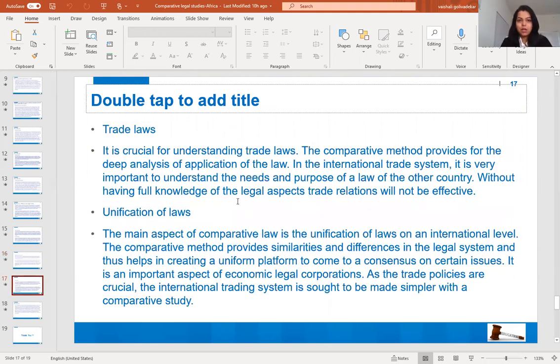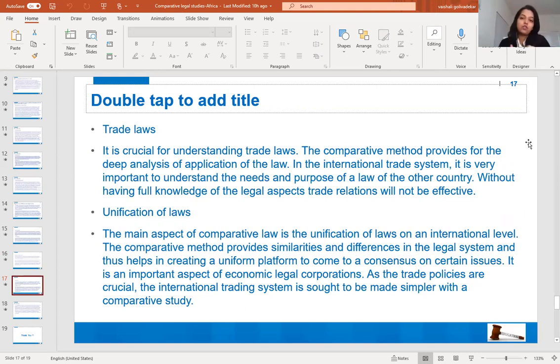Trade laws. It is crucial for understanding trade laws. The comparative aspect helps in understanding trade laws in a better way. So how a trade law is applied in this country, how it is applied in that country, how international trade relations are regulated. Okay, so without full knowledge of the legal aspects, trade relations will not be effective.